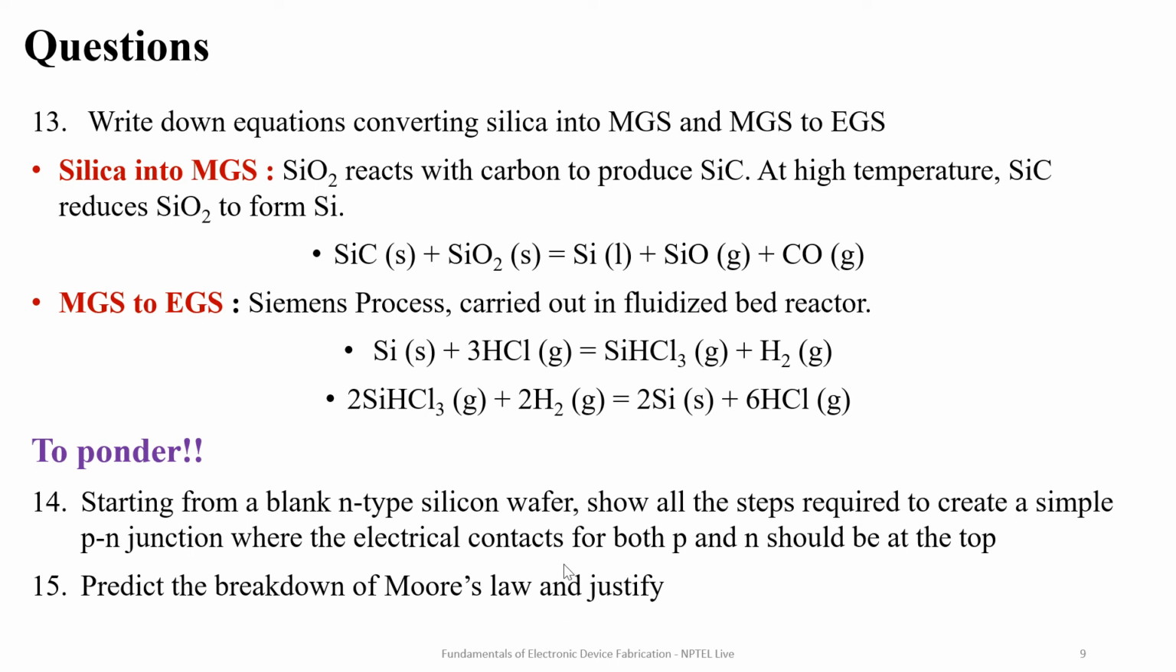At some point of time, the number of transistors will be so much that it cannot be embedded into one particular IC. So when will this particular Moore's law break down? Now we are in the year 2022. Just predict according to your judgment when this will break down and bring up your justification. Why won't this law work beyond a particular period of time? That is all for today's session.